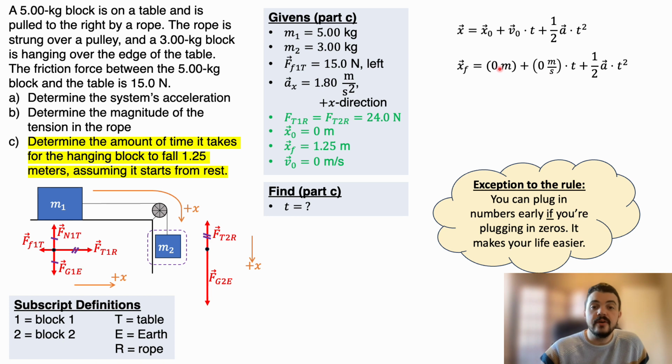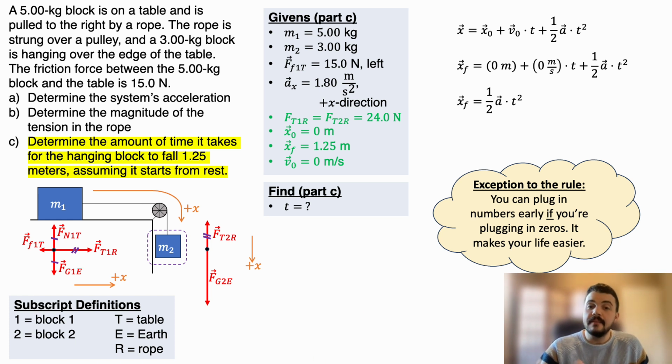And in doing so, 0 times t, this whole term is 0, plus another 0 term. The only thing that will be left is the 1/2 at squared in the end. So we can write that as is. Notice I didn't plug in the final position and I didn't plug in the acceleration yet because the find is not by itself, and those are givens that are not 0. So I can't plug those in yet. But plugging in the zeros did make my life easier. Let's go ahead now and do a little bit more algebra.